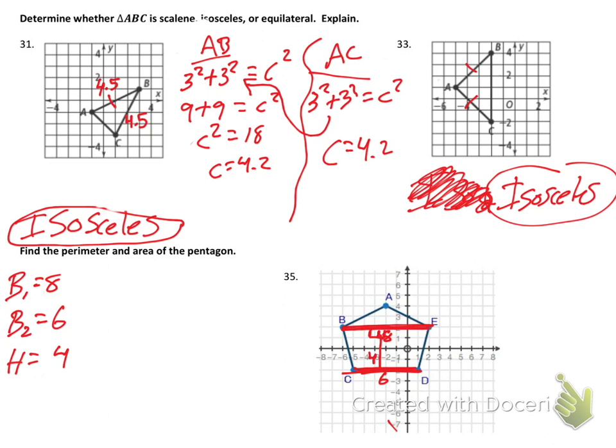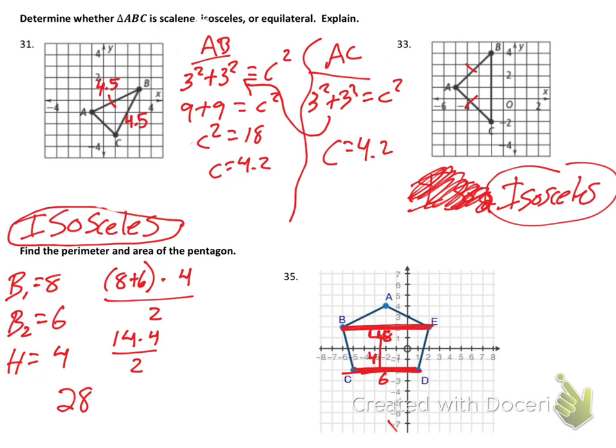And I can just plug that in to the area of a trapezoid. So that's going to be 8 plus 6 times 4 over 2. So that would be 14 times 4 over 2. So that would be 14 times 4 is 56, divided by 2 is 28.